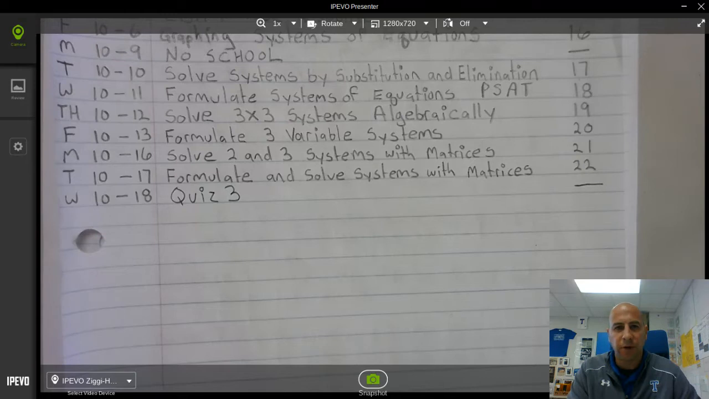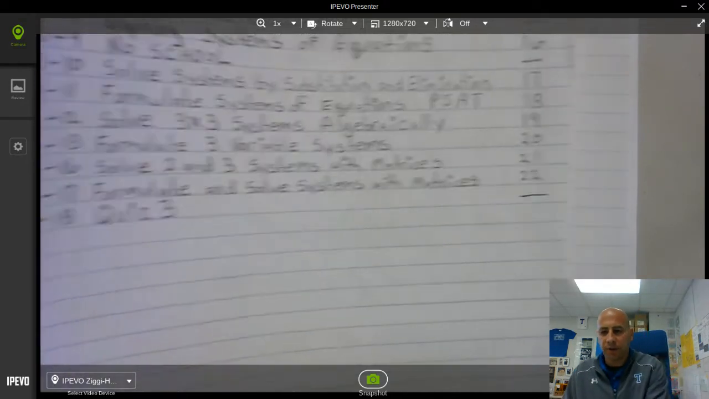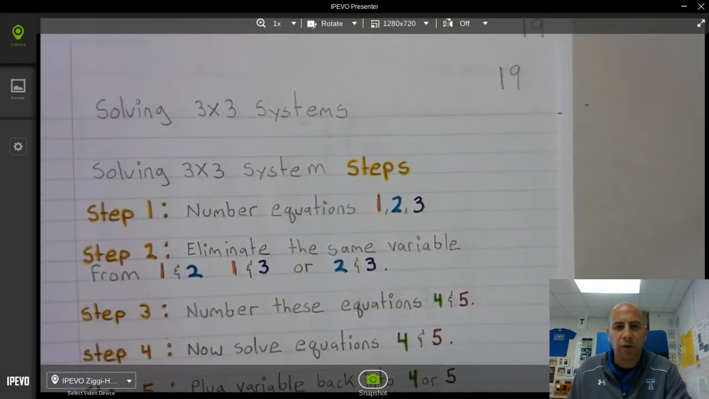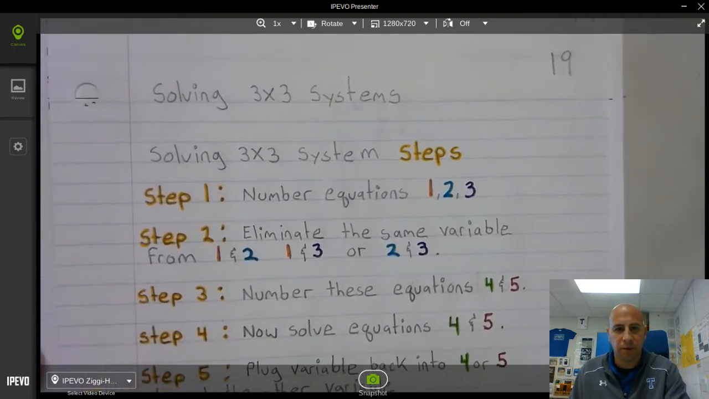So if you would, update your table of contents. All right, now your table of contents are updated. Let's take a look at our notes. All right, solve 3x3 systems on page 19, okay? And let me set it over.